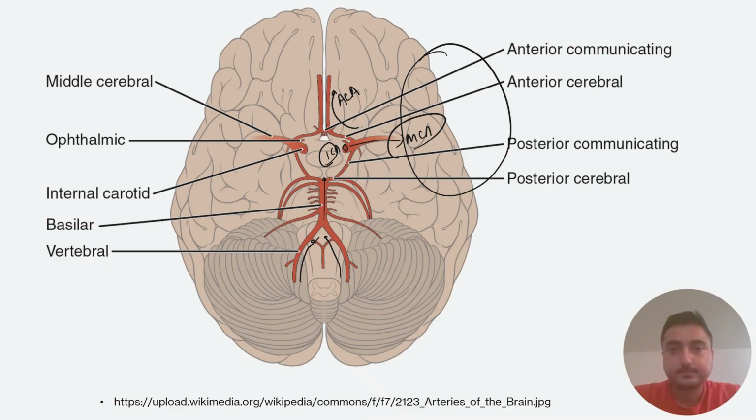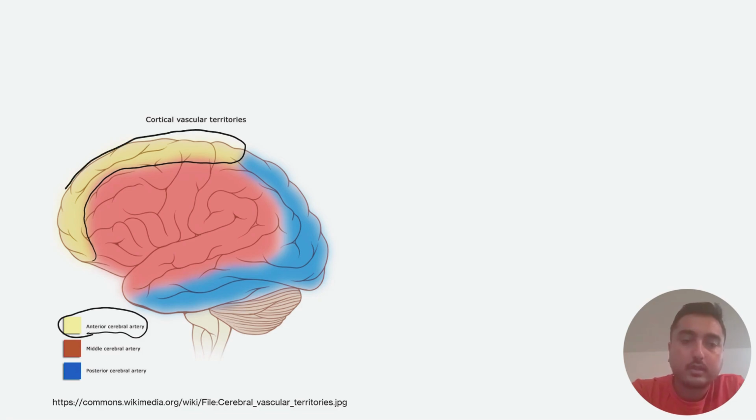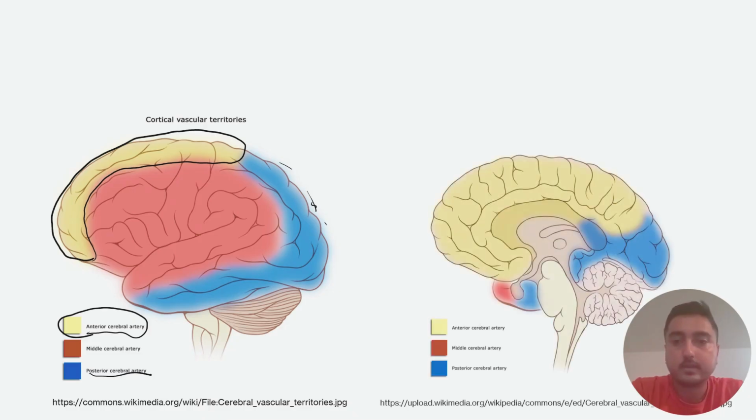All right, so now if we see this photo, we can see that the anterior cerebral artery is supplying this strip of the cerebral cortex that is lying at the topmost portion of the cerebral cortex, but not extending fully towards the back. Towards the back side, we have supply from the posterior cerebral artery.